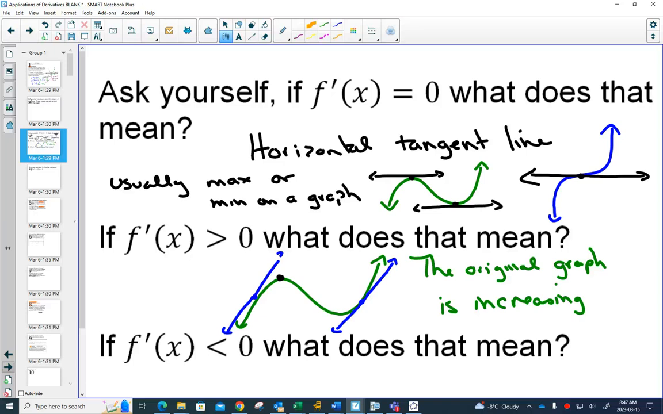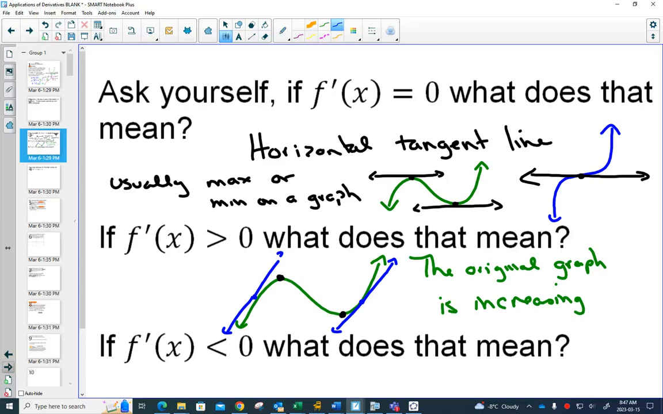And then you're going to get negative slopes until you get to the minimum. And then after the minimum, no matter which tangent I put after that minimum, I'm going to have positive slopes again. So positive slopes are going to give us an indication that our original graph was increasing.